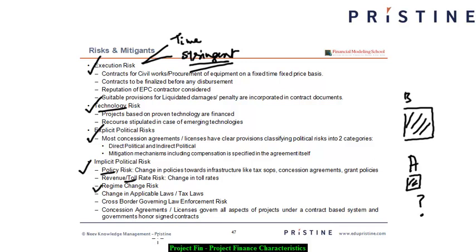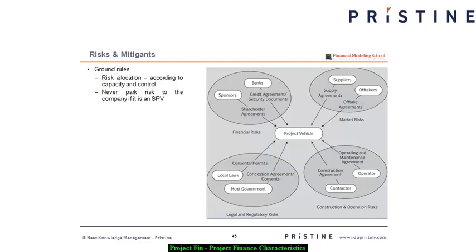Then there could be a regime change, again the government changing. There could be cross-border risk, or a risk related to the concession agreement and honoring the signed contracts. Again, this is a relatively smaller risk in case you are signing a PPP deal where the government is signing the contract.